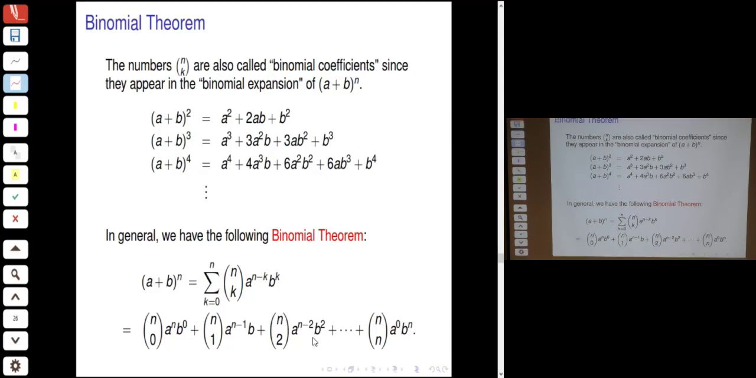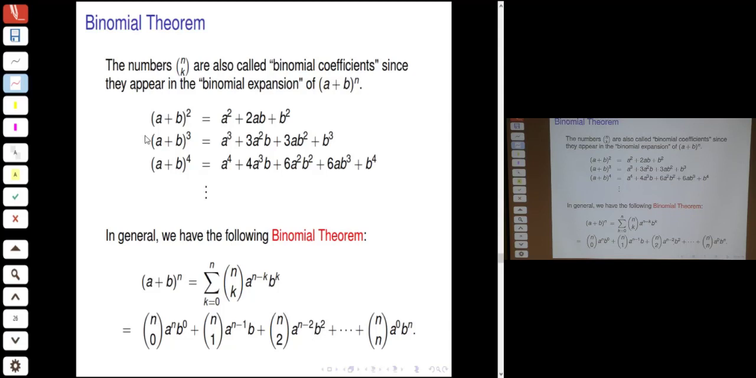So the simplest example is the formula for expansion of (a plus b) whole squared, and that we all know is a squared plus 2ab plus b squared. Similarly, you could do (a plus b) whole cubed, and that also some of us know is a cubed plus 3a squared b plus 3ab squared plus b cubed, and similarly you can continue with (a plus b) to the 4, etc.